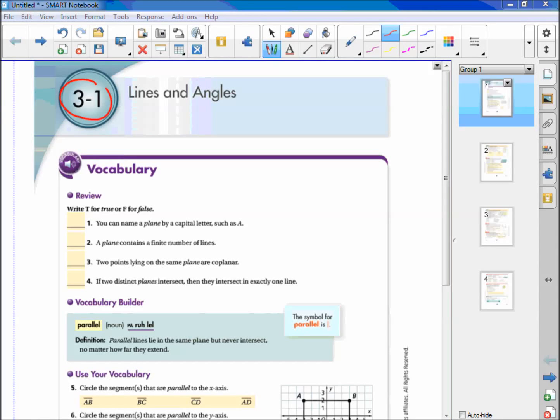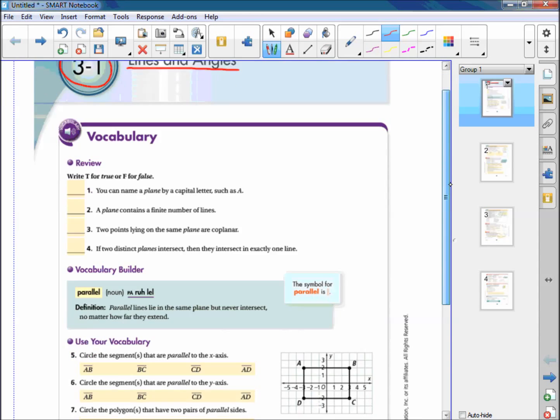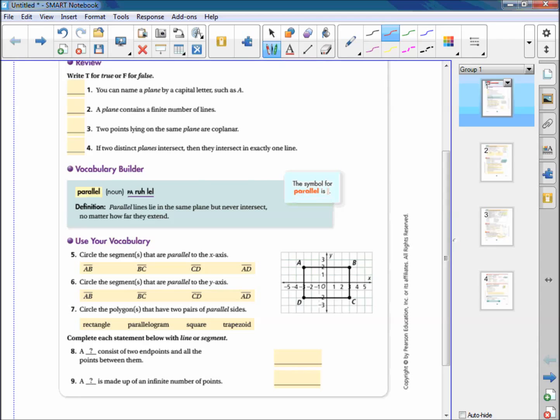Today we are covering section 3.1, lines and angles. All right, write true or false for each one. This is our review here. And you can name a plane by capital letters such as A. This is true. Remember when we first started studying planes, we said that.